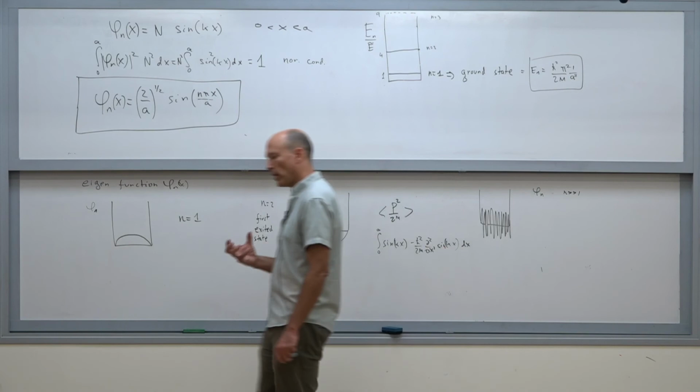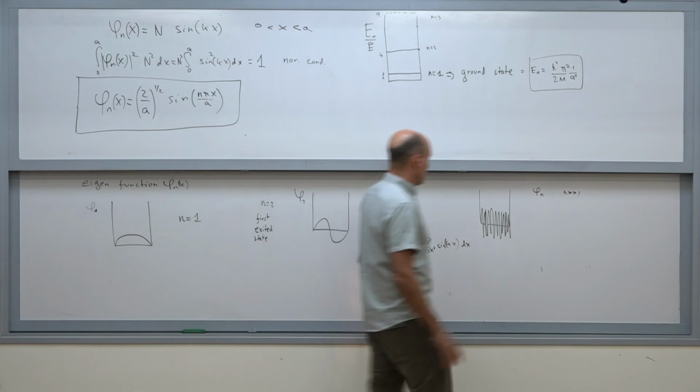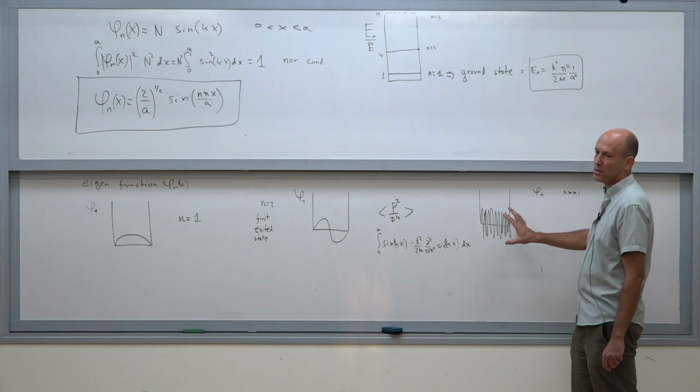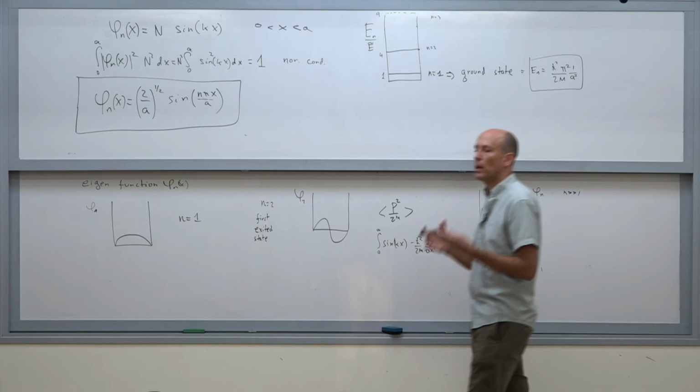Here you can see another thing. In some sense, I want to claim that this guy is more or less classical. In what sense is it classical? Can you see? It's strange, but it is, in some sense. So this is for high n. High energy levels are many times considered to be more classical.